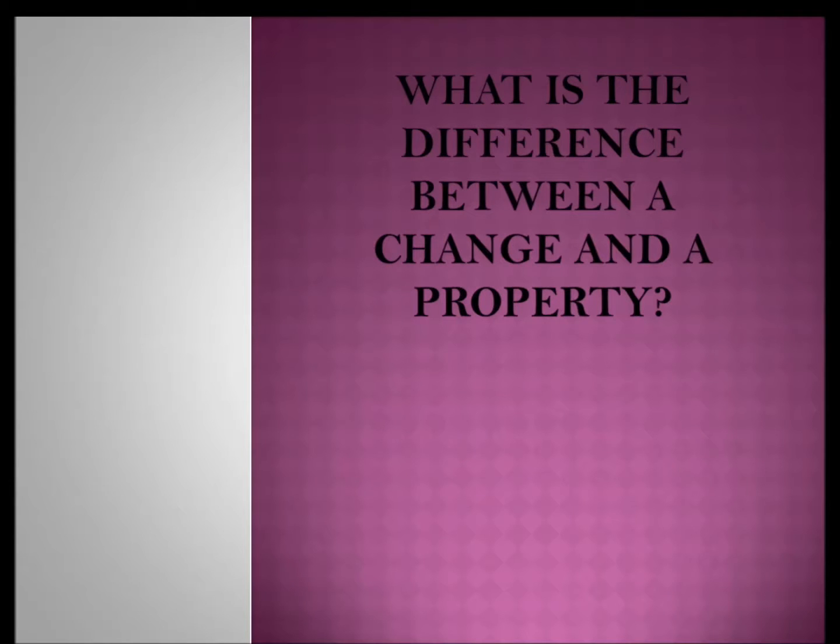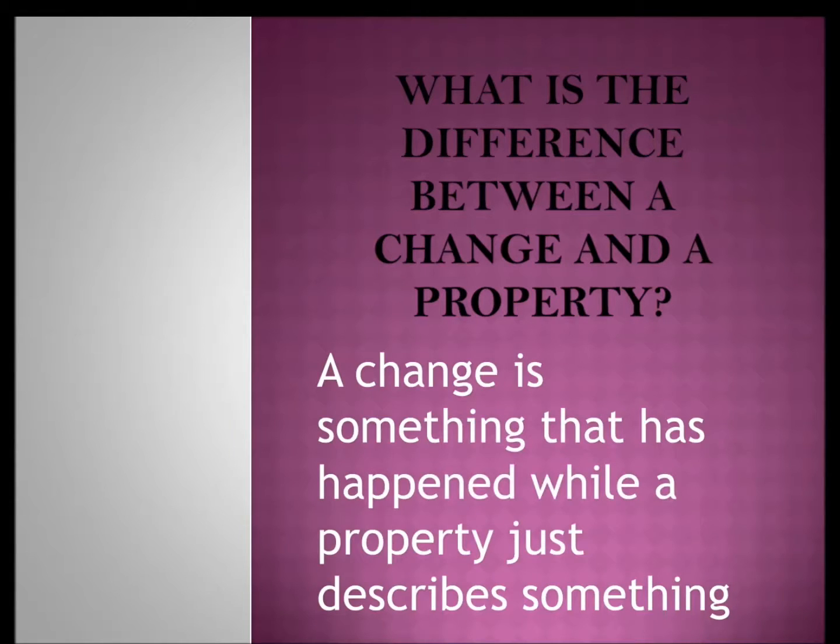Okay, you guys, in this video we're going to talk about the difference between chemical and physical changes. Before we get started on changes, let's just make sure you know what a change is. A property, remember, is something that describes an object. So a change is something that has happened to that object, okay? A change is something that has happened, and a property just describes it, okay?